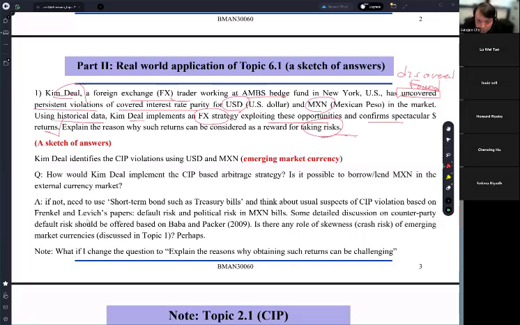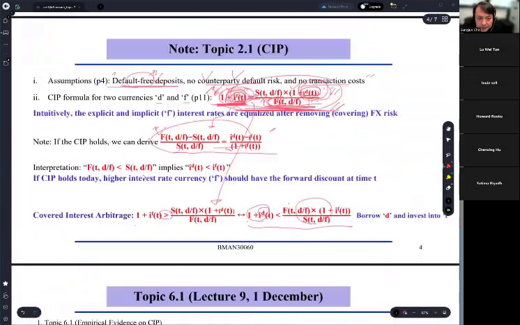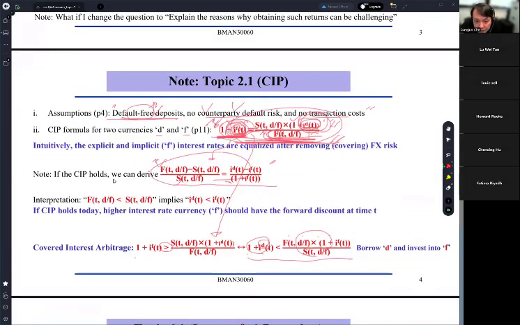So what you need to know is this CIP is derived with these assumptions. There is no risk with the treasury bill for country F and country D, and there is no counterparty default risk. What if there's a difference in the default risk? What if there's a counterparty default risk, right?